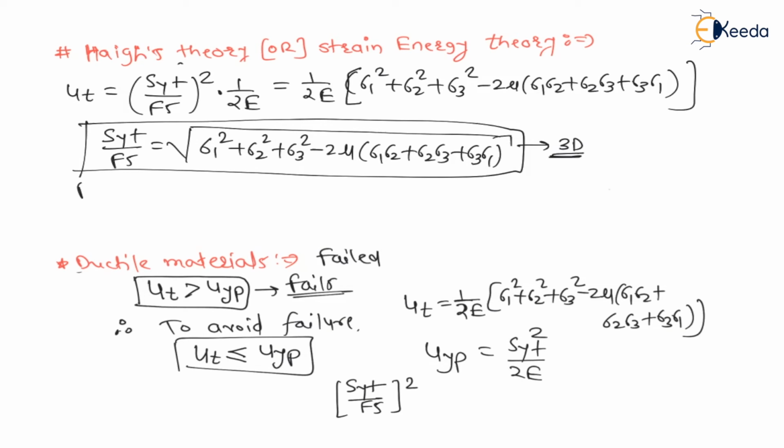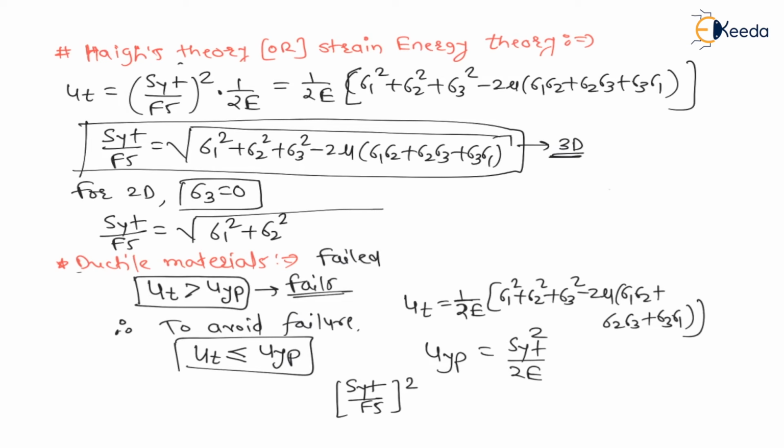Now for 2D loading, we have to consider one of the principal stresses as 0. Therefore the theory becomes SYT divided by factor of safety is equal to under root of sigma 1 square plus sigma 2 square minus 2 mu sigma 1 sigma 2. This is Haigh's theory for 2D loading.